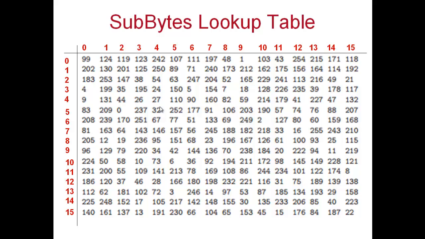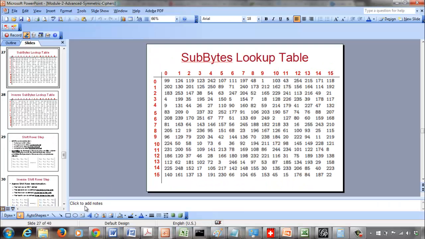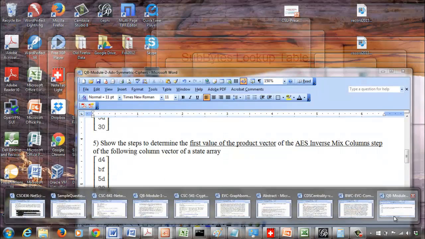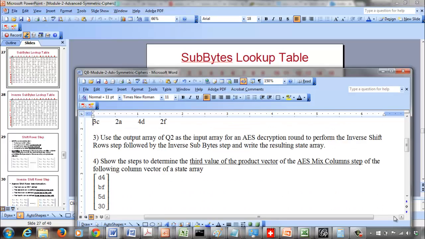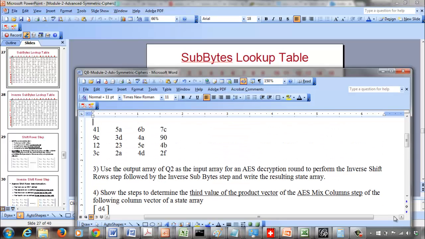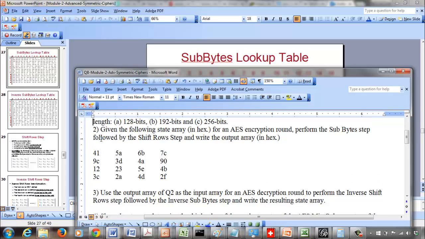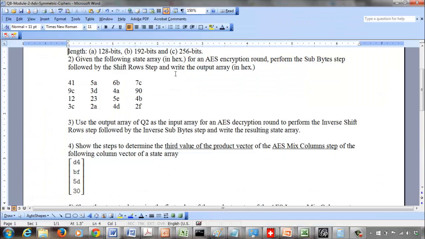So let's do an example. Actually, I do have some question bank thing here. Let's say this is an input array or state array, and I want to substitute this 4-1. This could be a question: given the following state in hexadecimal for an AES encryption round, perform the sub byte step, the substitute byte step, followed by the shift row step.